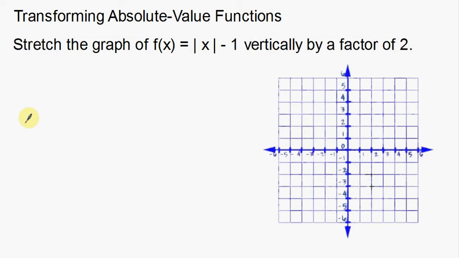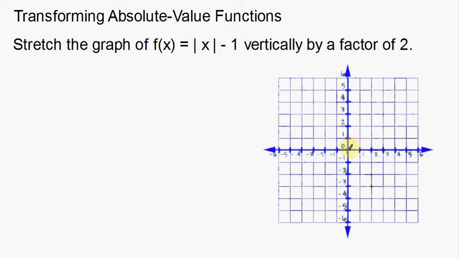The second example that I'm going to do is a stretching example. So again, transforming absolute value functions. I'm going to stretch this graph, a little bit simpler equation here, a little bit simpler function, I should say. And we're going to stretch this vertically by a factor of 2. So what I'm going to do is I'm going to draw this one. Now notice I'm not doing anything left and right inside. There's no numbers on the inside, so I'm not doing anything left and right. I'm just going down one.